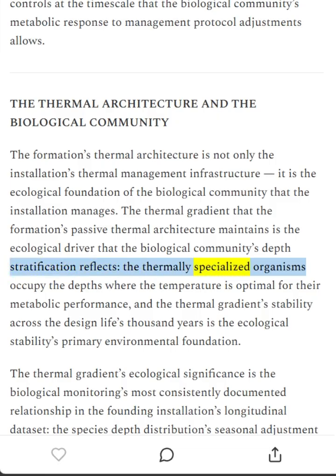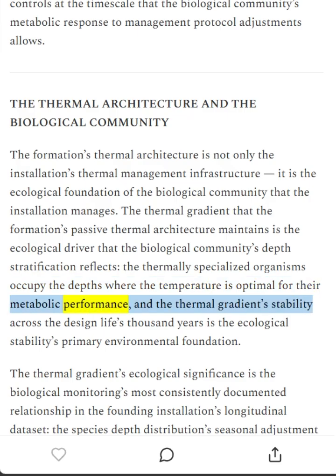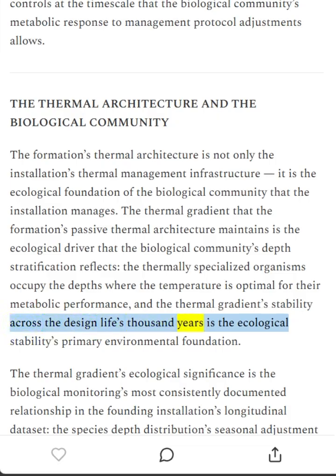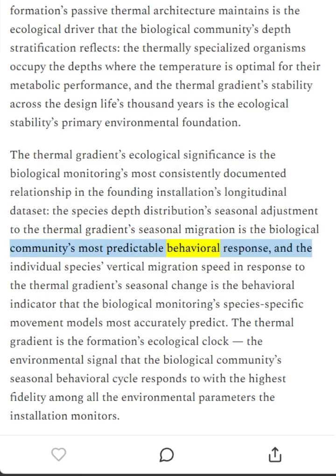The thermally specialized organisms occupy the depths where the temperature is optimal for their metabolic performance. And the thermal gradient stability across the design life's 1,000 years is the ecological stability's primary environmental foundation. The thermal gradient's ecological significance is the biological monitoring's most consistently documented relationship in the founding installation's longitudinal dataset. The species depth distribution's seasonal adjustment to the thermal gradient's seasonal migration is the biological community's most predictable behavioral response.